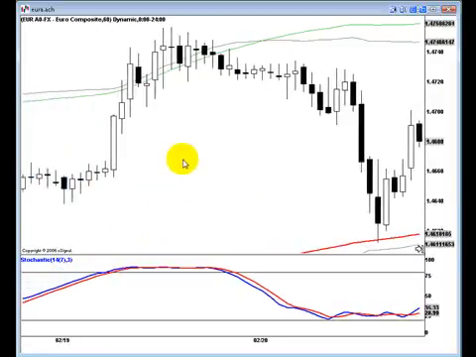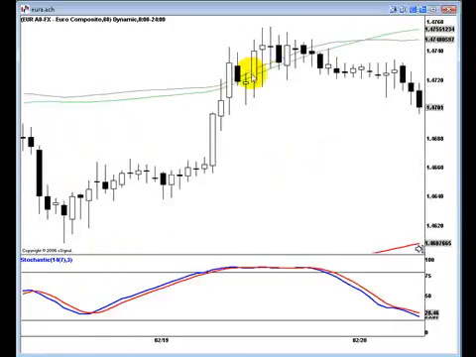So let's go across to here, and here's another good example of several reversal candles, an overbought stochastic, and we've gone through the 2 Bollinger Bands. Now bear in mind, if the 2 Bollinger Bands are really close together, in other words we've got a confluence of the 2 Bollinger Bands, then it becomes an even more powerful reversal level.